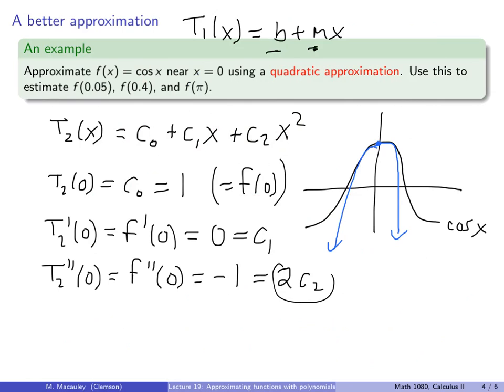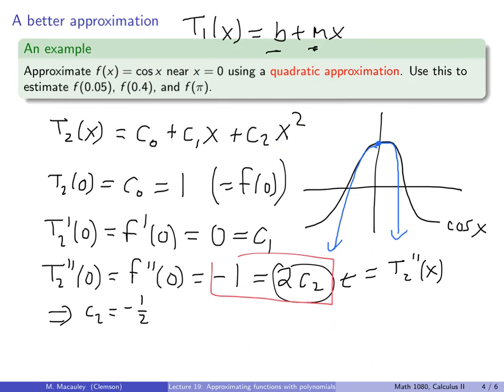Let me just pause to say that this is equal to t double prime, or t2 double prime of x, and also t2 double prime of 0. So we've got to solve for this. So solve for this equation. That's easy. We get that c2 equals negative 1/2. Yeah, just negative 1/2.